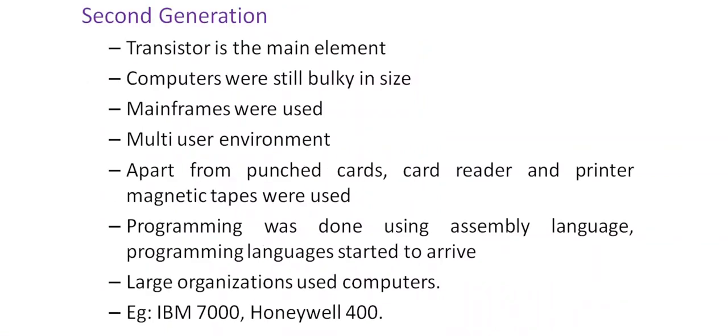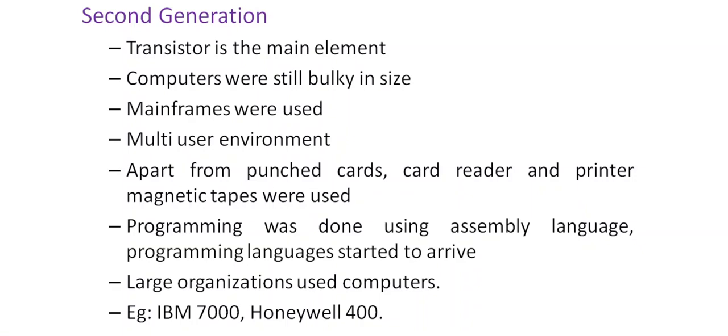They are the examples. Second generation computers started using what is called the transistor, and computers were still bulky in size, and you can say that those computers are called mainframe computers, equal to the size of a room, and multiple users were supported. That means the same computer was used by multiple users. Still, punched cards, card readers, and magnetic tapes were used.